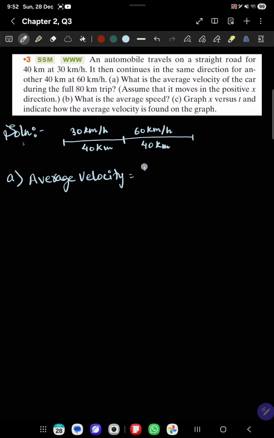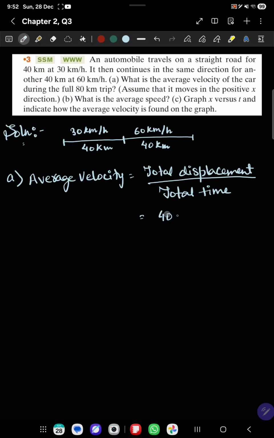we know it is total displacement upon total time. Here, since it is moving in the same direction, that is positive x, the total displacement will be 40 plus 40, and total time will be distance upon speed, so first 40 upon 30 plus second 40 upon 60.